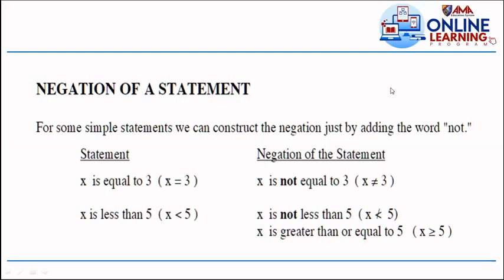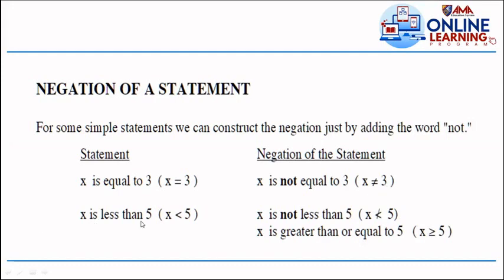So, next we have the negation of a statement. For some simple statements, you can construct the negation just by adding the word not, okay? So, this is your statement, X is equal to 3, and this is your symbol, X is equal to 3. If you're going to negate that one, magdadagdag lang po tayo ng the word not. So, X is not equal to 3, okay? This is your symbol, X is not equal to 3.